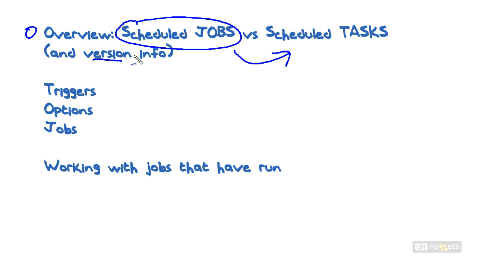From there, there are really three main types of objects we need to play with: the triggers that determine when a job runs, the options that control some elements of its behavior, and the job itself. Once we get a job set up and running, I'll show you how to work with the results of that job, how they remain cached on disk, how you can get them out, and how you can maintain those results so that it doesn't grow and suck up all the space on your hard drive.